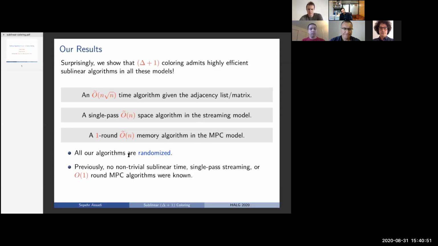Previously, basically nothing was known in this regime. We didn't know any non-trivial single pass streaming algorithm or sublinear time algorithm, and no constant round MPC algorithms. Finally, the second two results look like optimum bounds. But even for the first one, this is not an arbitrary number. We are able to show that, in fact, you need n root n time to solve the graph coloring problem, even if you want to do 2-delta coloring, for instance.